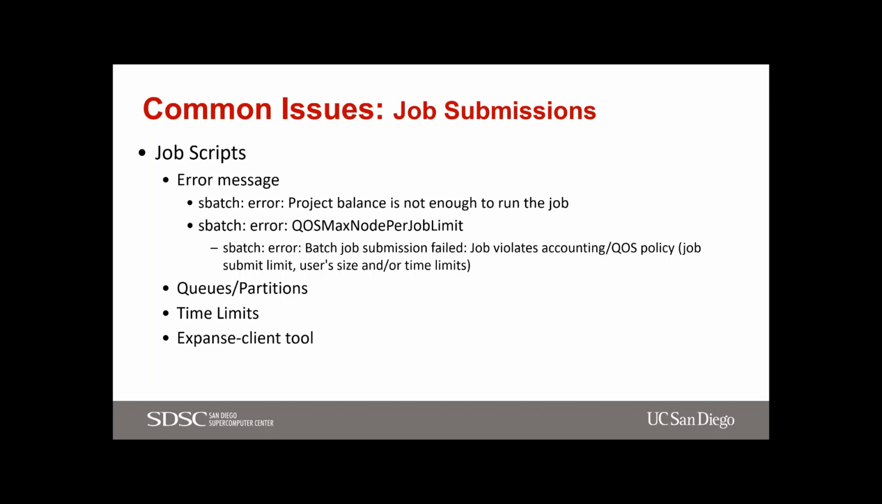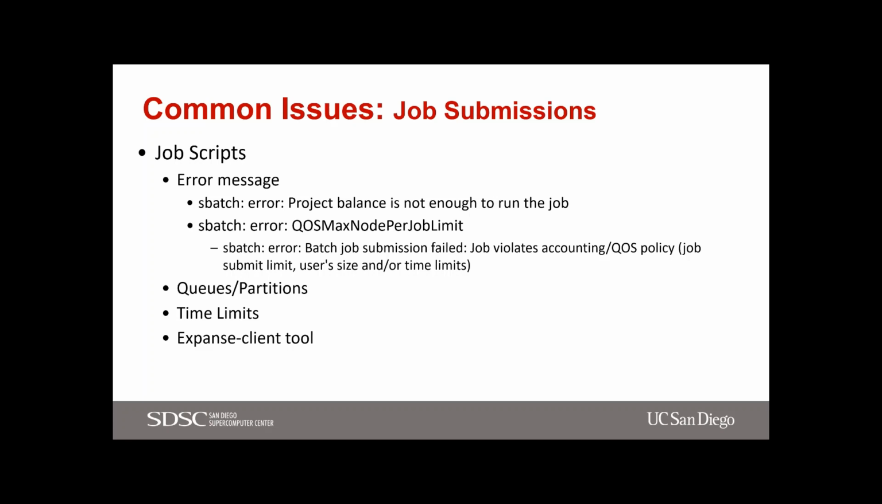It could also be that your project balance is not enough. The second error is QoS max nodes per job limit. Depending on the queue that you're submitting to, we have specific limits set. This error is specific to the shared queue, where we only allow you to submit to one node. So if you're requesting 2 nodes in the shared queue, this is the error message you'll get.